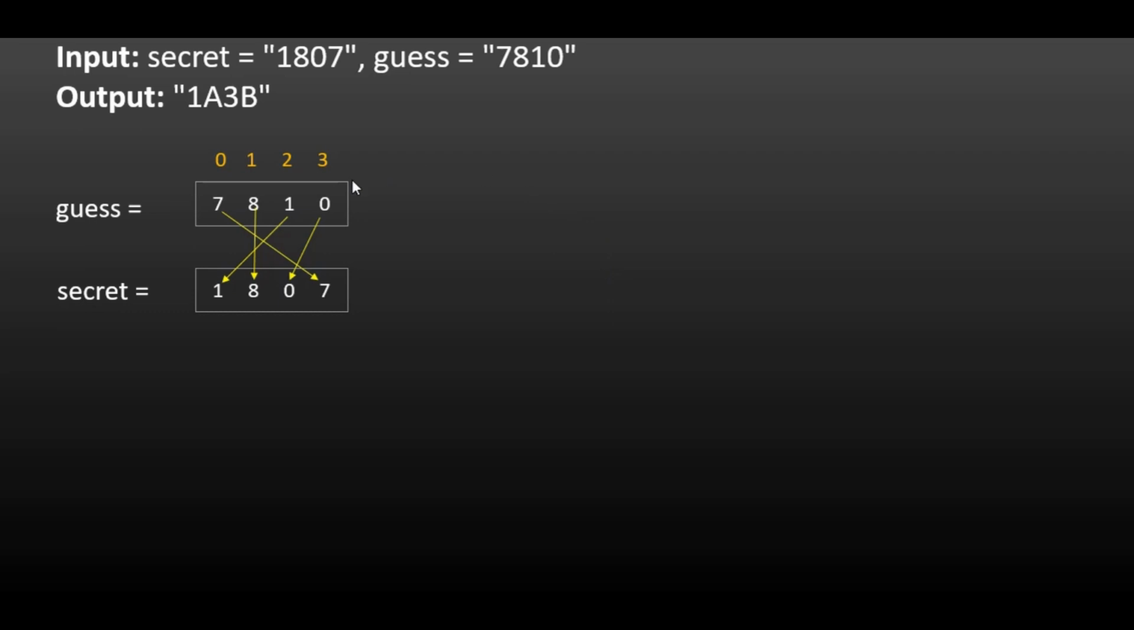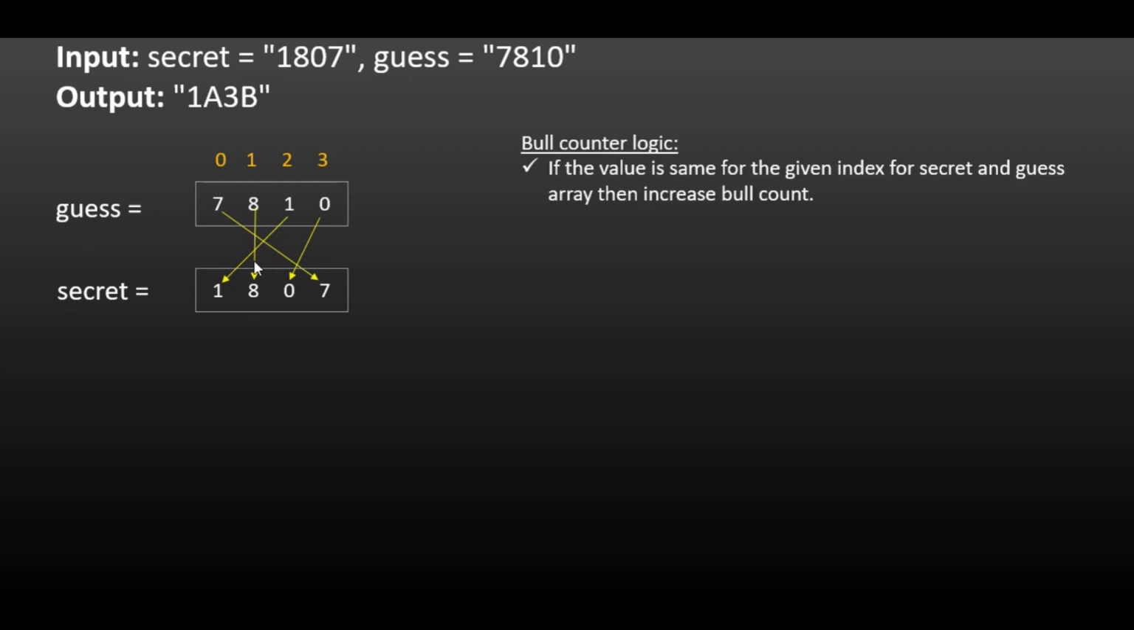For checking the bull counter, we know that if the values for guess and secret are the same for the given index, then increment the bull counter. That's straightforward. So the logic for the bull counter is that if the value is the same for a given index in the secret and guess arrays, then increase the bull counter.